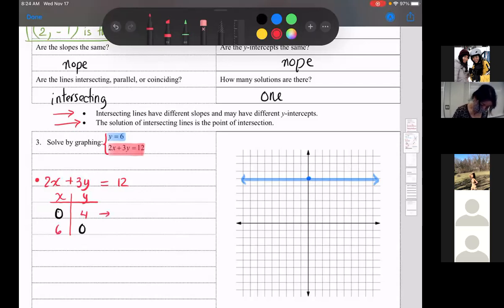So you have (0, 4) and (6, 0). (0, 4) right here. And (6, 0): 2, 4, 6. Am I doing 2, 4, 6? Yeah, that's right.